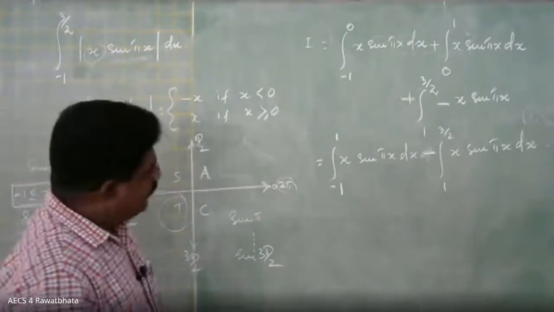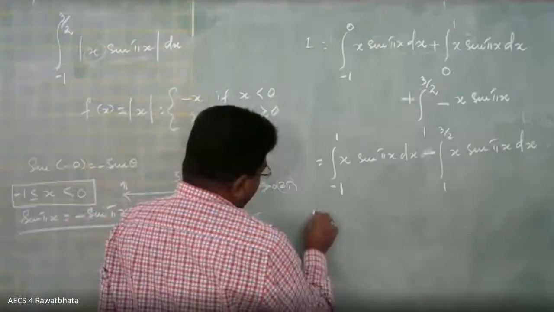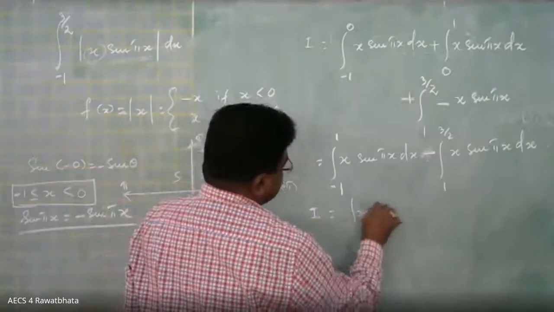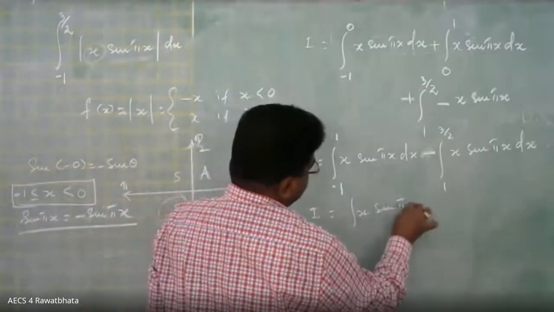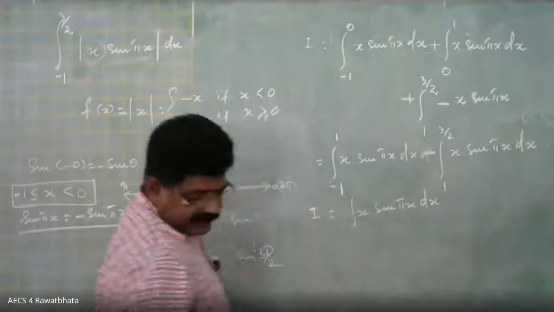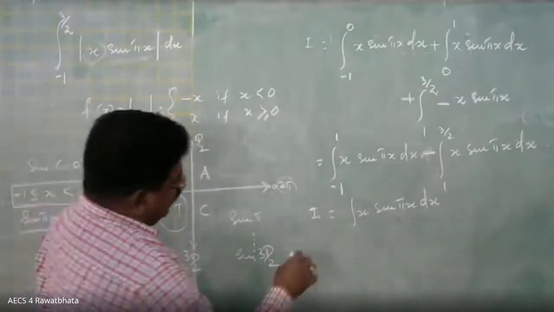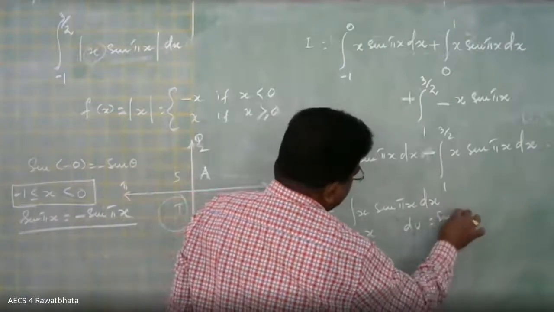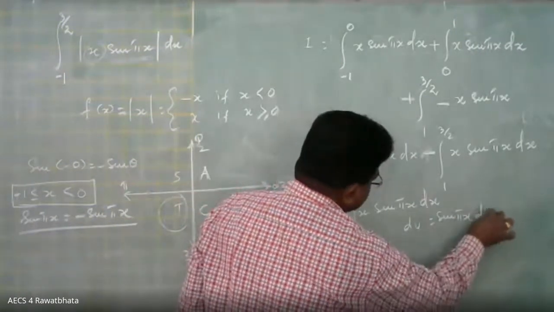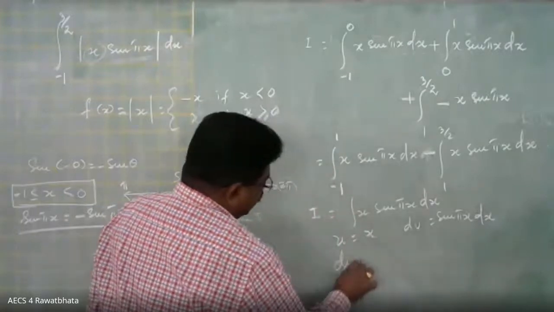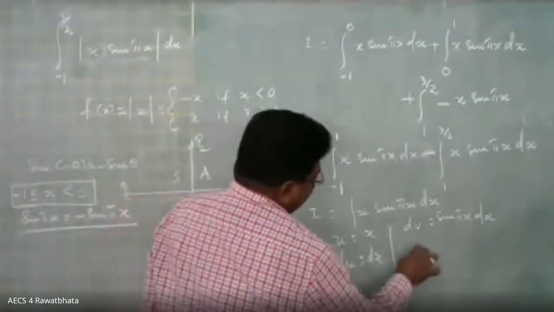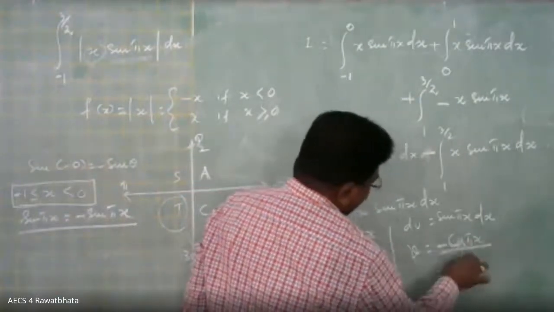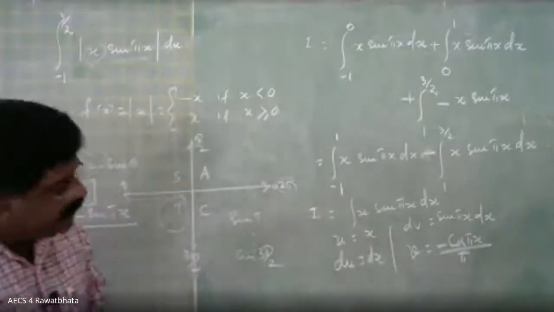Now we can apply the by parts method. Simply take I equal to the integral of x sine pi x dx. You can take the u dv form: u is equal to x and dv is equal to sine pi x dx. So du is dx, and v is minus cos pi x upon pi.